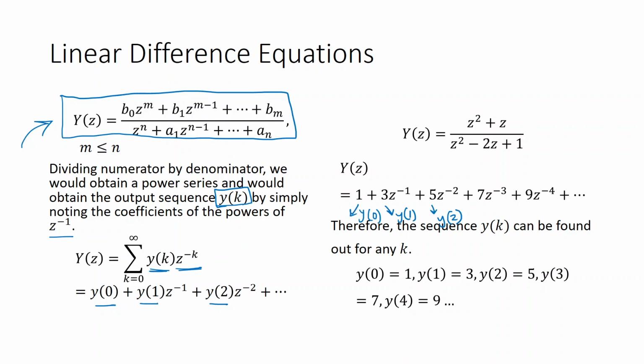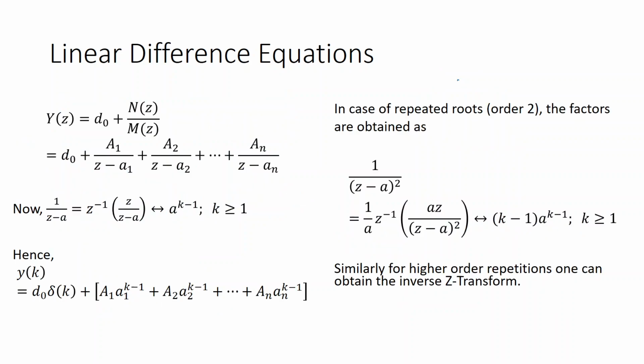However, the disadvantage of this method is that you don't get a general form of y_k, y_k equal to something as a function of k. So you don't get a general y_k. You can point out what your y0 will be, what your y1 will be, and even what exactly your y100 will be, but you will not be able to get a general y_k formula.